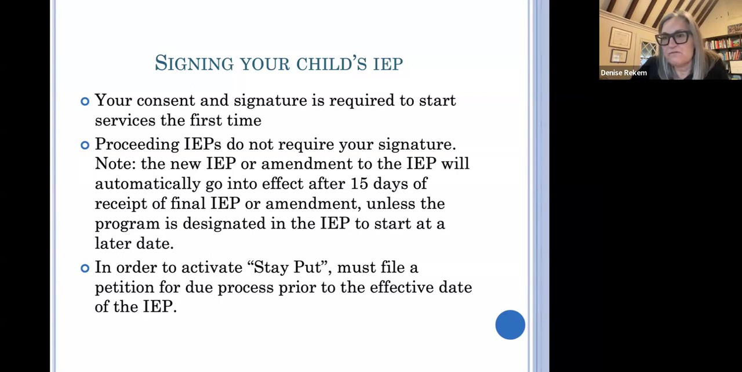It's not enough to write a letter saying you disagree. It's not enough to just not sign the IEP. If they're giving you that 15 days notice, you have those 15 days to file for due process. Once you file for due process, they can't move the child. They can't change the IEP until there's a resolution to the case. And that means potentially going through a trial at the Office of Administrative Law.